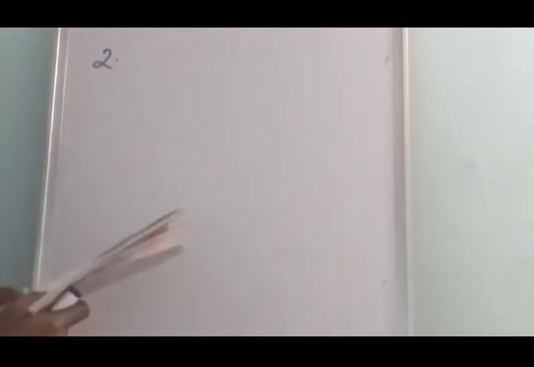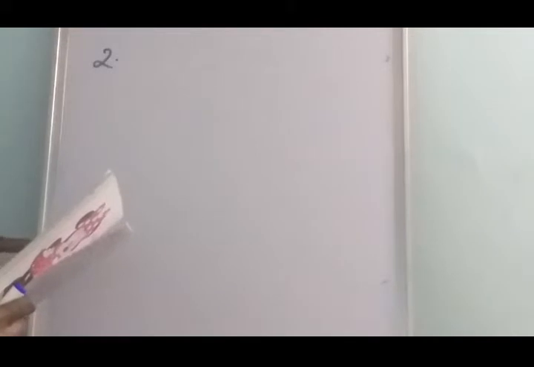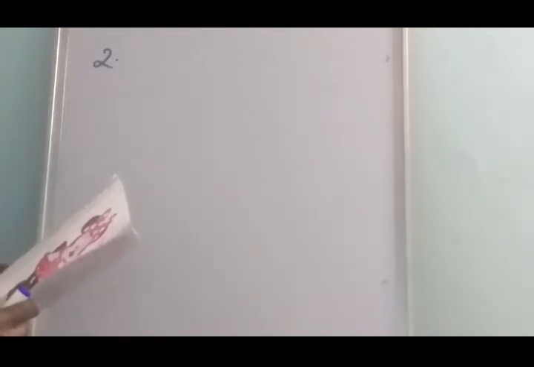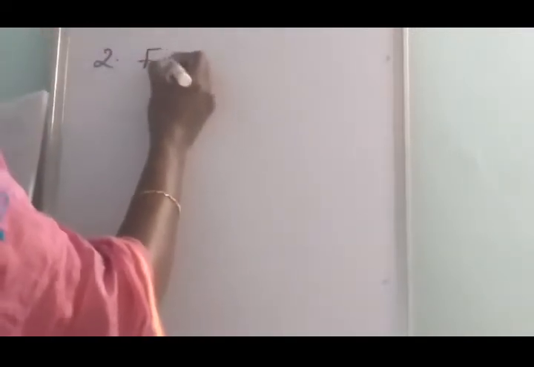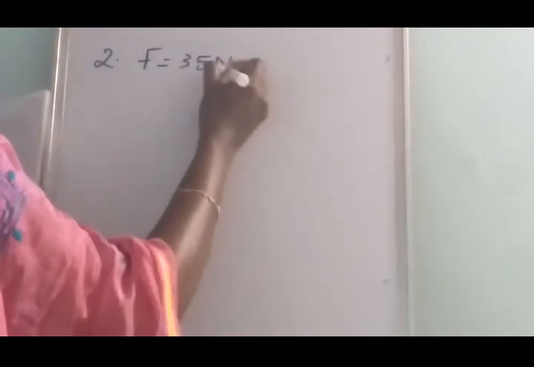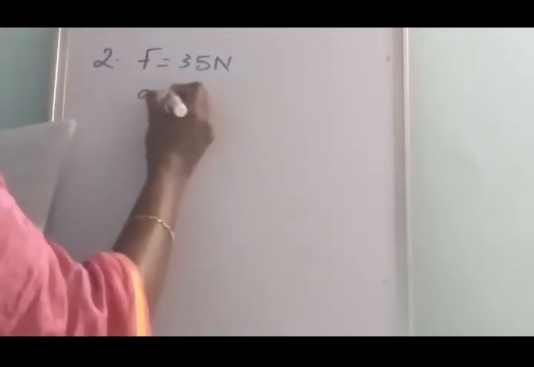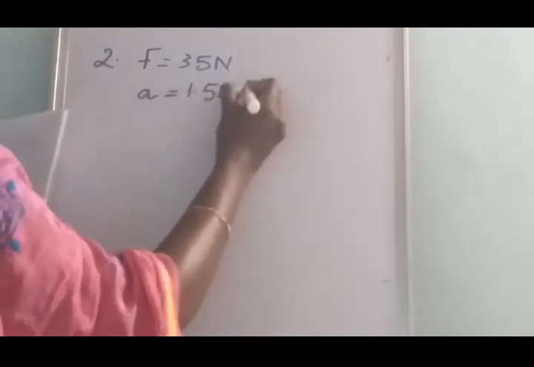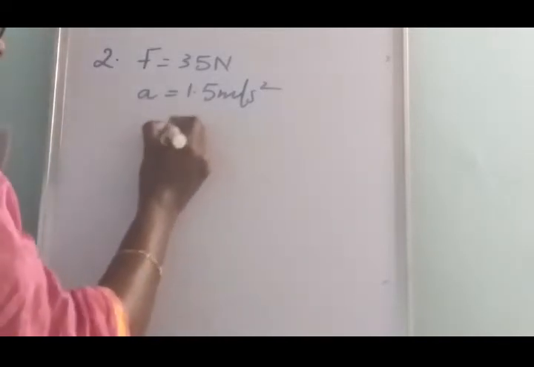Okay, the second question is: a force of 35 Newton produces an acceleration of 1.5 meter per second square in a box. Then we have to calculate the mass of the box. In this question the force is given as 35 Newton, F is equal to 35 Newton. It produces an acceleration, so a is given as 1.5 meter per second square. Then we have to calculate the mass of the box, m. We have to find m.